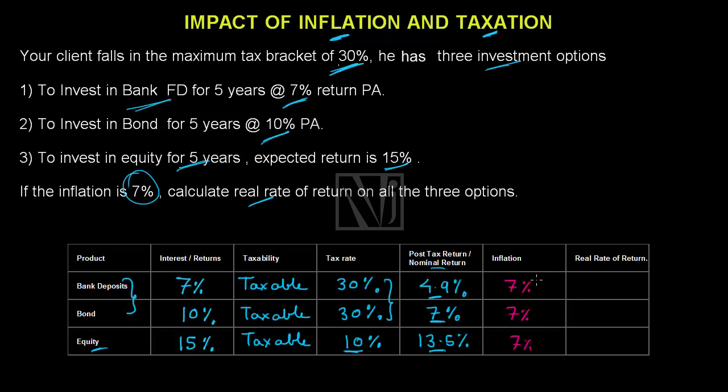Inflation is given as 7%. The real rate of return for all the three investments will be post-tax return minus inflation. Negative 2.1% for bank deposit, 0% for bond and positive 6.5% in case of equity. Here we can say that if investor invests in equity, he can earn maximum real rate of return.